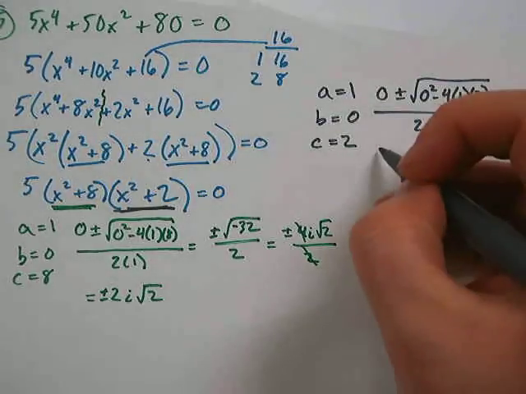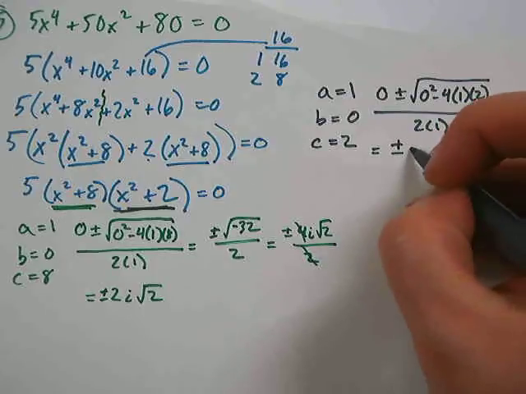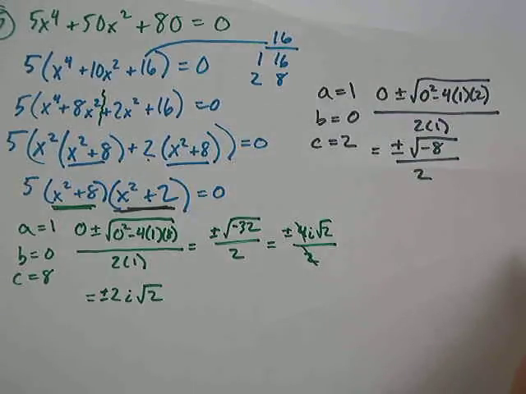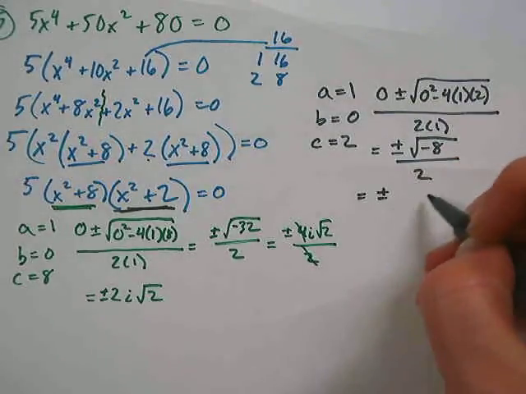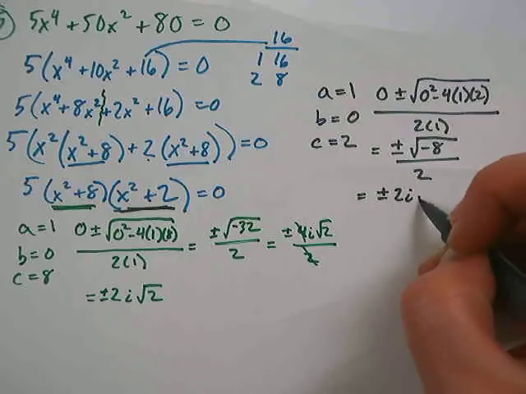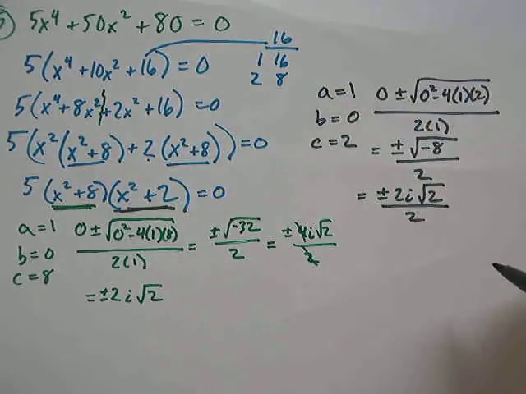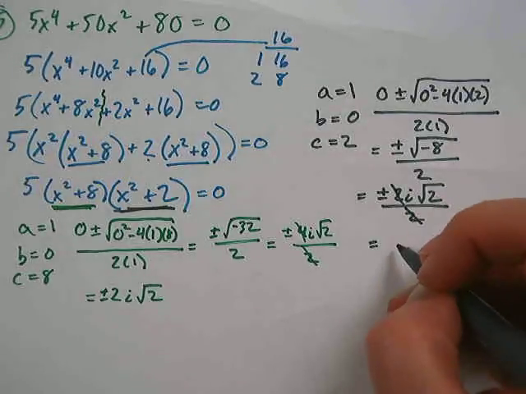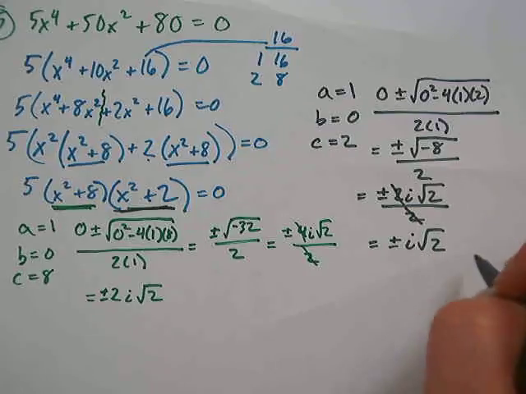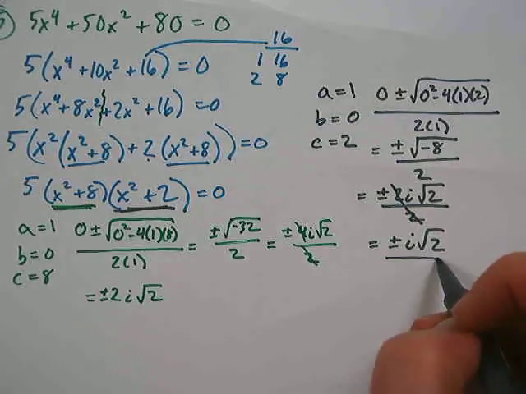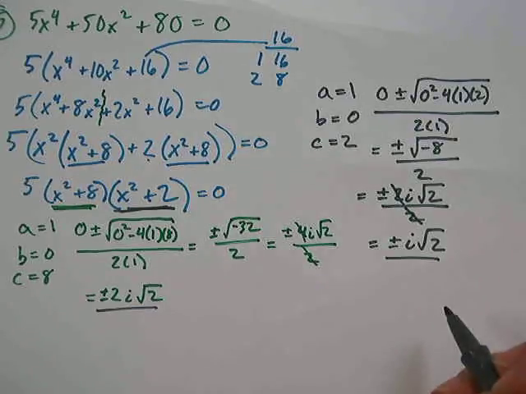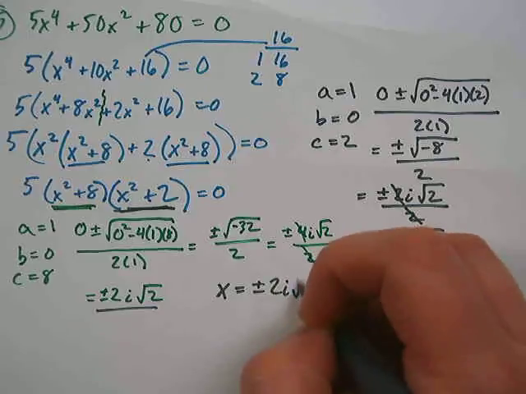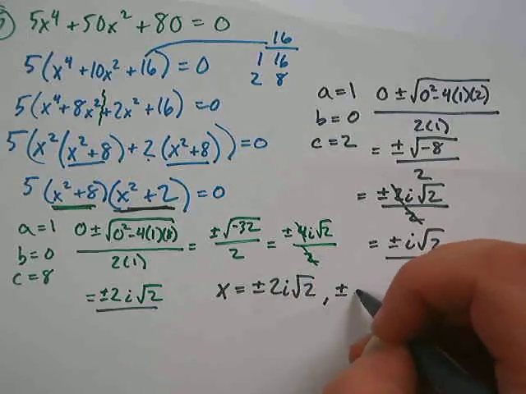So simplifying what's underneath our square root, we have plus or minus the square root of negative 8, all divided by 2. And this simplifies to plus or minus 2i root 2, all divided by 2. Which, if we cancel out the 2's, that simplifies to plus or minus i root 2. So here's our second part of our solution. So we have both of these things. So for our zeros, x equals plus or minus 2i root 2 and plus or minus i root 2.